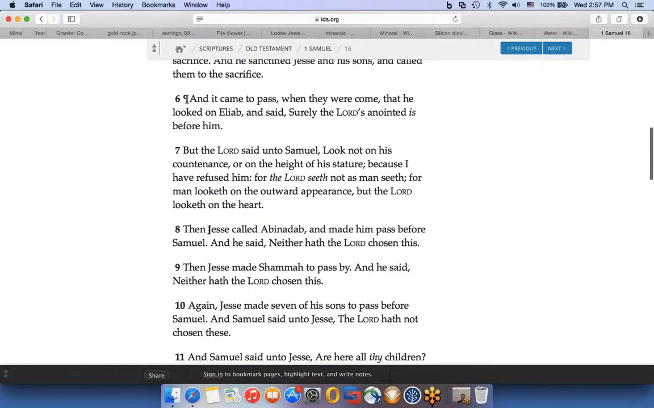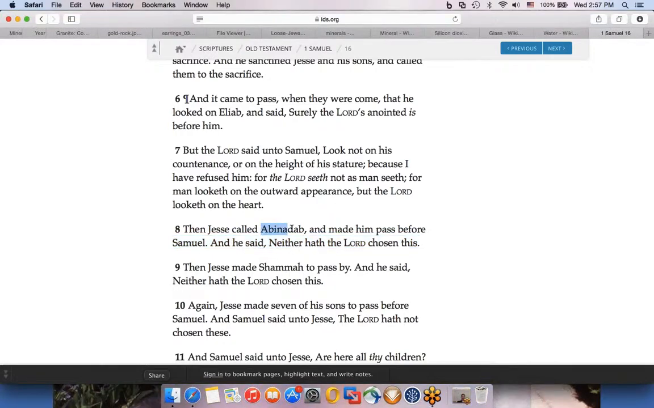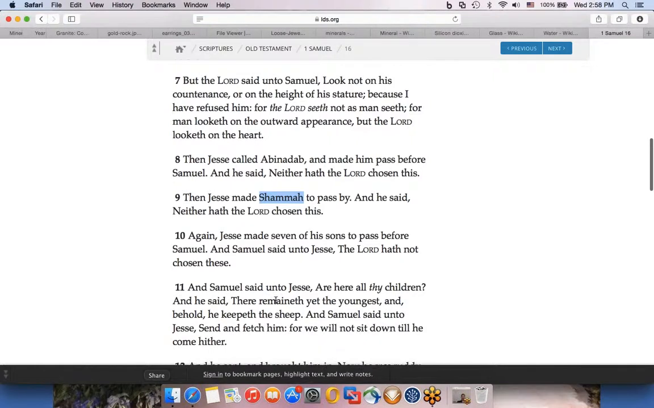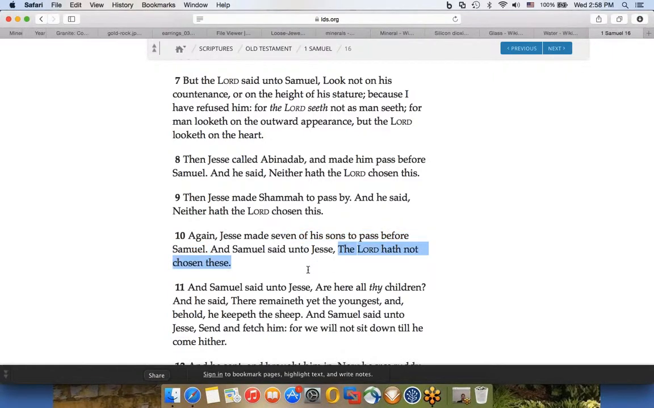And so what happens is that Jesse calls his sons from oldest to youngest, and Samuel doesn't choose any of these. The Lord doesn't choose any of the sons of Jesse. Aminadab, Shammah, even seven of his sons pass before Samuel. And the Lord says, "The Lord hath not chosen these." And then Samuel says, are here all thy children?